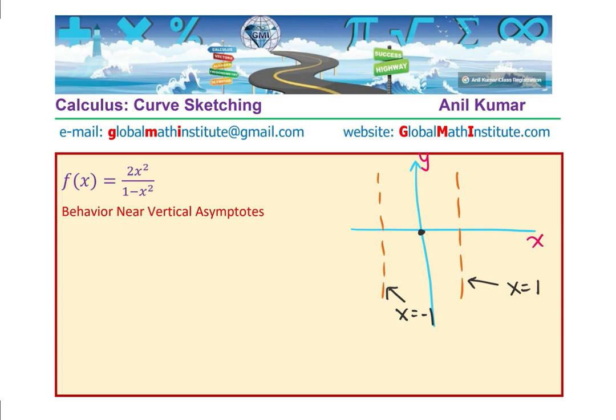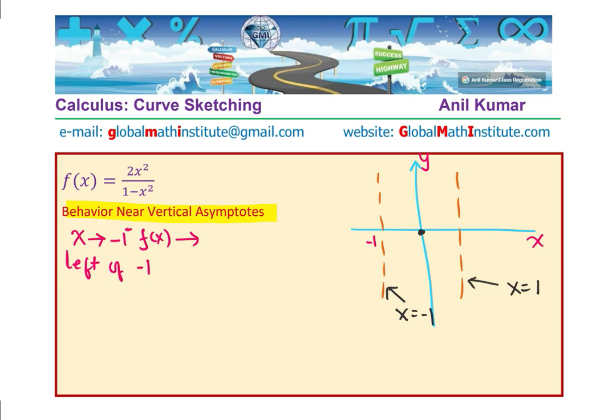So this is what we call behavior near asymptote. So let's figure this out. We have that as x approaches -1, f of x or y approaches what? This is what we need to figure out. So it could approach -1 from either the left side or the right side. So when we write -1 minus on the top, then we are saying it is approaching from the left side.